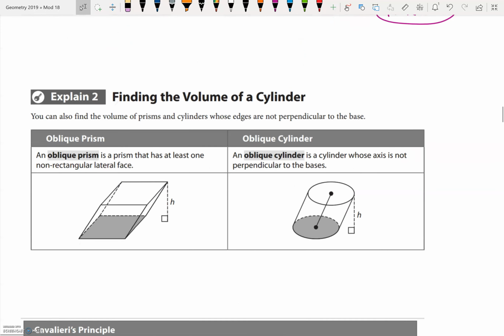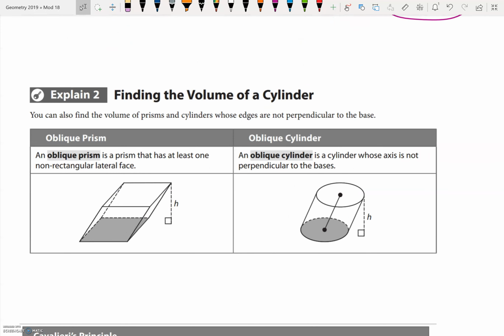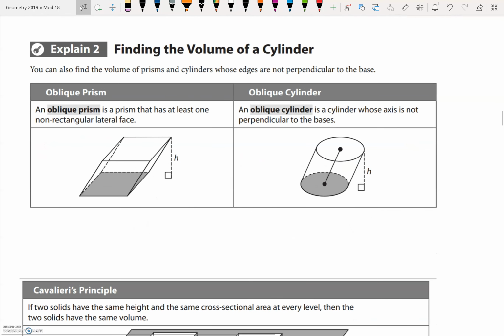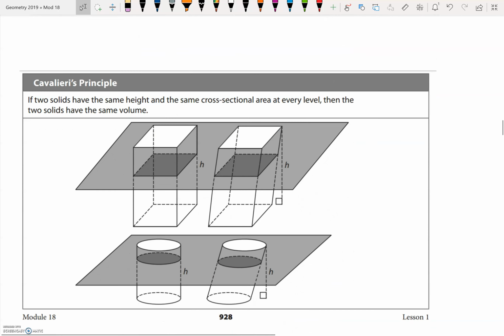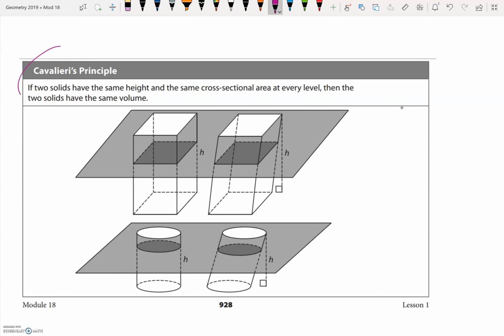Next we have the volume of a cylinder, and what's the difference between an oblique cylinder or an oblique prism? Well, oblique just means that it is slanted, it is tilted sideways, and there's a guy called Cavalieri. His principle says that if I take a prism or a cylinder and I tilt it sideways, you will end up getting the same volume.